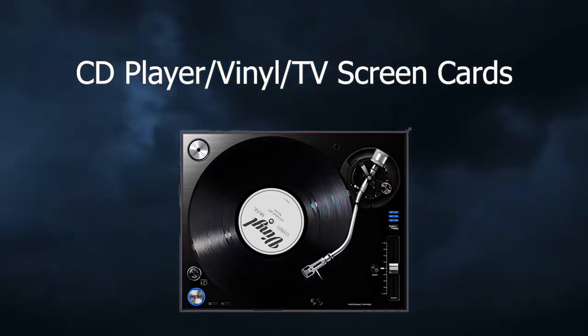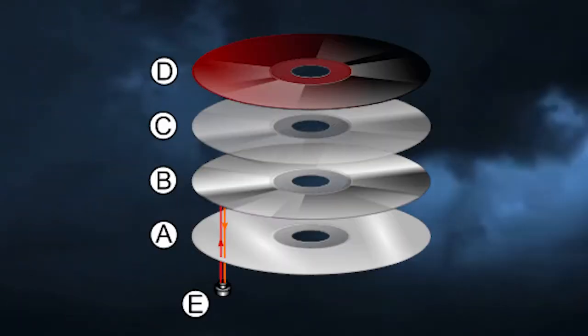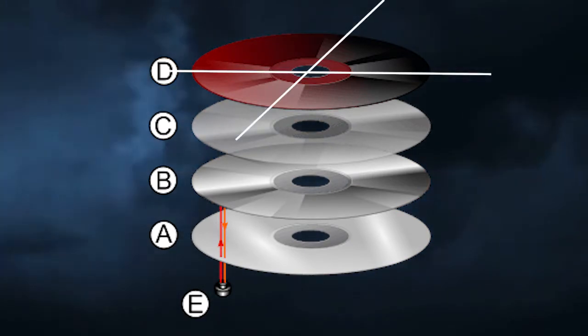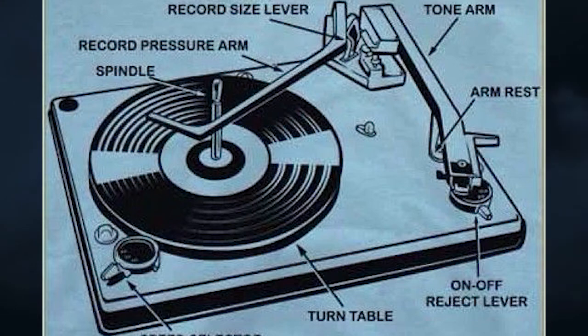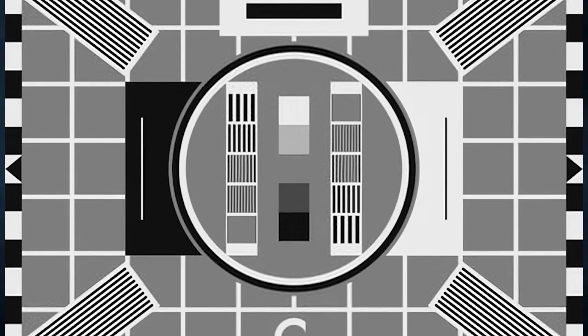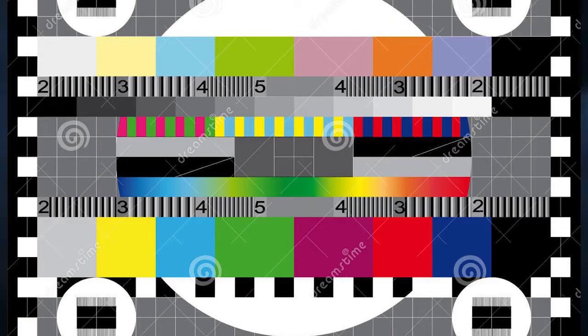CDs, vinyls, and TV cards. You can see the pattern on the CD-ROM. The hourglass pattern is revealed on a vinyl. And the old TV cards, which I've always found weird, all have the pattern on a micro and macro level within all of them.